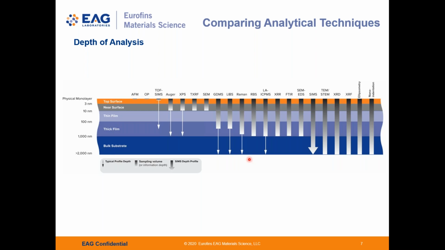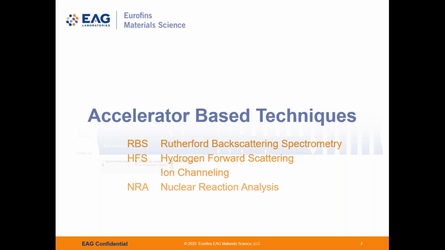Now let us begin our discussion on RBS and accelerator-based techniques. The accelerator-based techniques include RBS, HFS, ion channeling, and NRA. RBS stands for Rutherford backscattering spectrometry.